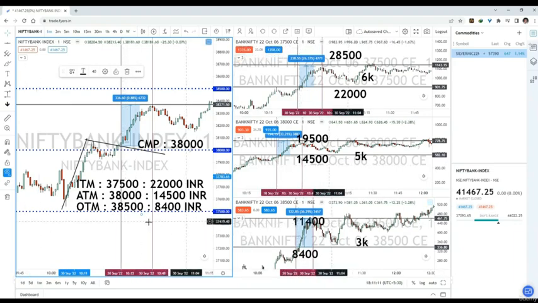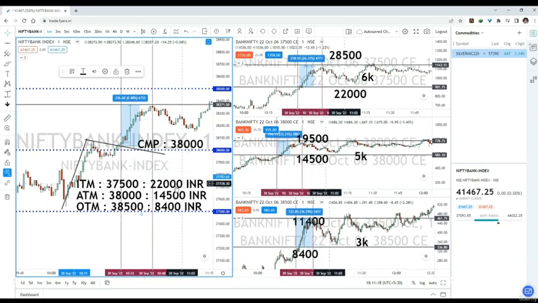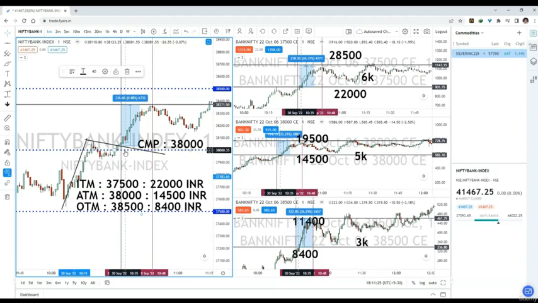Okay. So here you see 38,000. So what is the in the money for 38,000? If you buy something at 37,500 and the market is right now running at 38,000, like at this level at 10:33, you will feel profit. So this will be the in the money option.